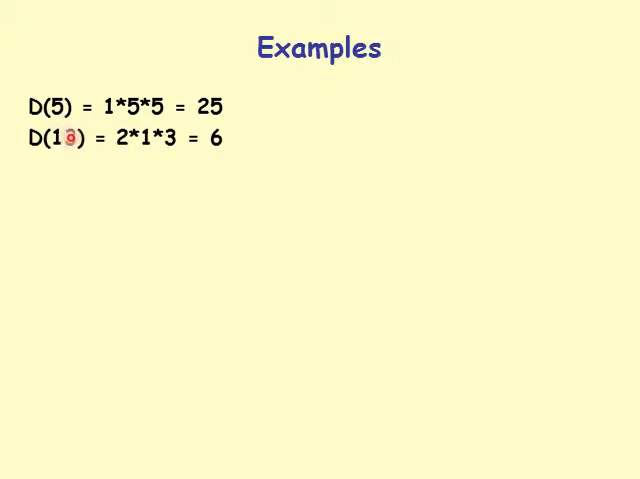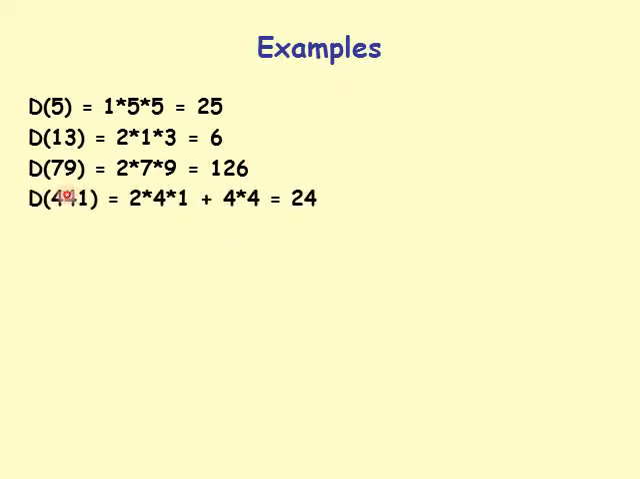1 times 3 times 2, 2 times 1 times 3, twice of that product is 6. Okay. In 79, the two digits are in two different positions, so we get twice the product. 7 times 9 is 63, times 2 is 126.